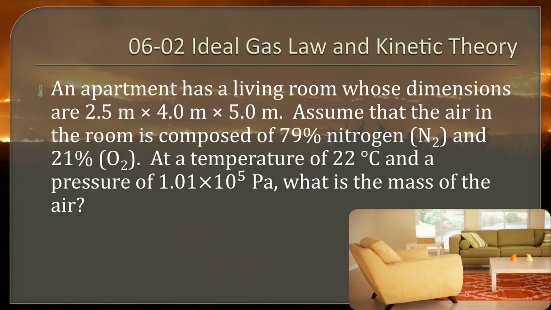Let's say an apartment has a living room whose dimensions are 2.5 meters by 4 meters by 5 meters. Assuming the air in the room is composed of 79% nitrogen and 21% oxygen, at a temperature of 22 degrees Celsius and a pressure of, standard, 1 atm, what is the mass of the air?